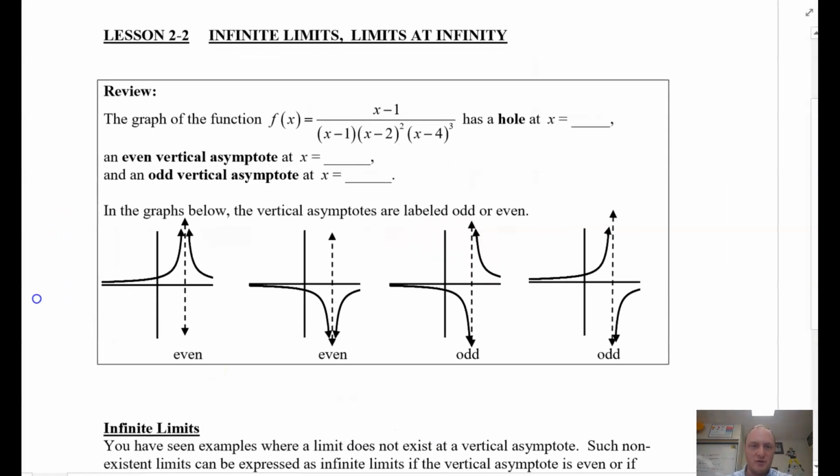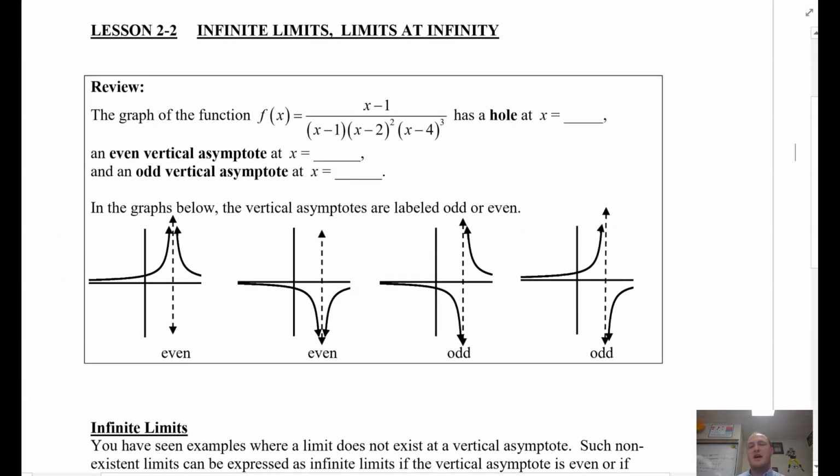All right, so let's review. The graph of the function f of x equals x minus 1 over x minus 1 times x minus 2 squared times x minus 4 to the power of 3 has a hole at 1. Now, why is there a hole at 1? Well, when we cancel a factor top and bottom, this produces a hole or a removable discontinuity.